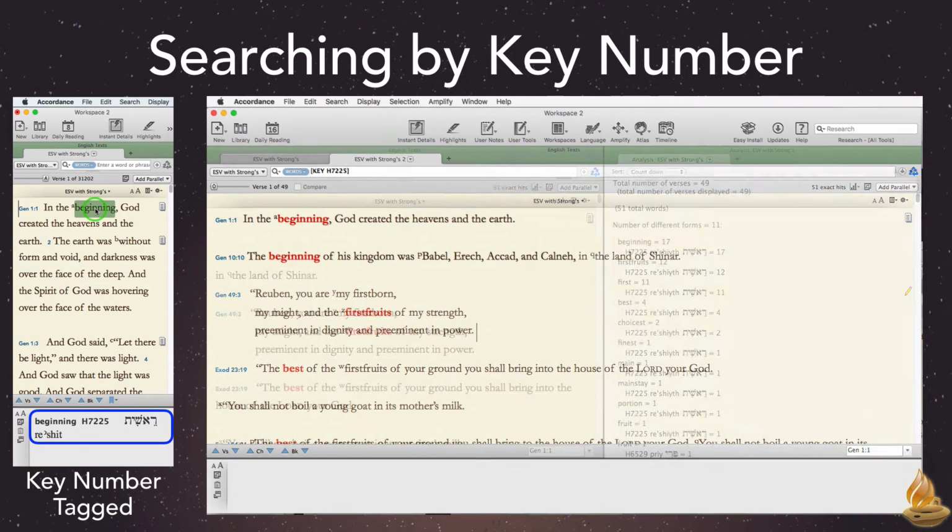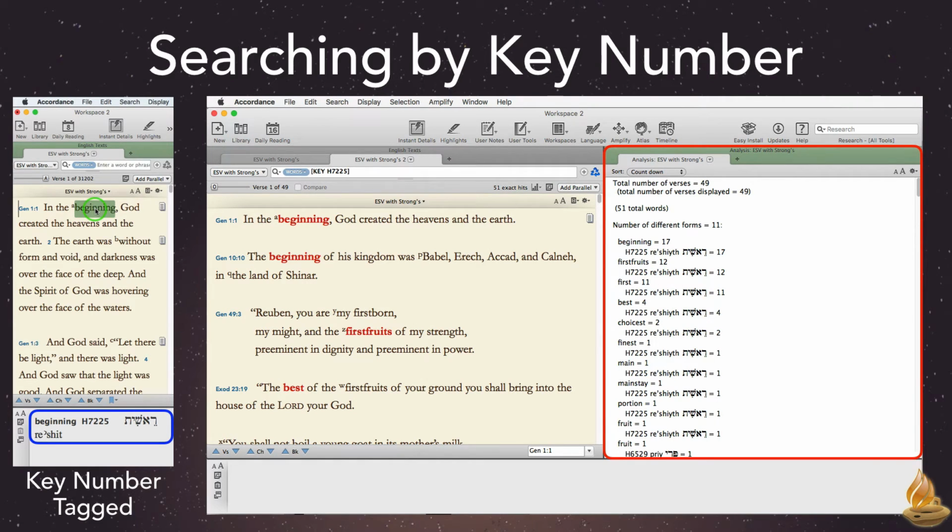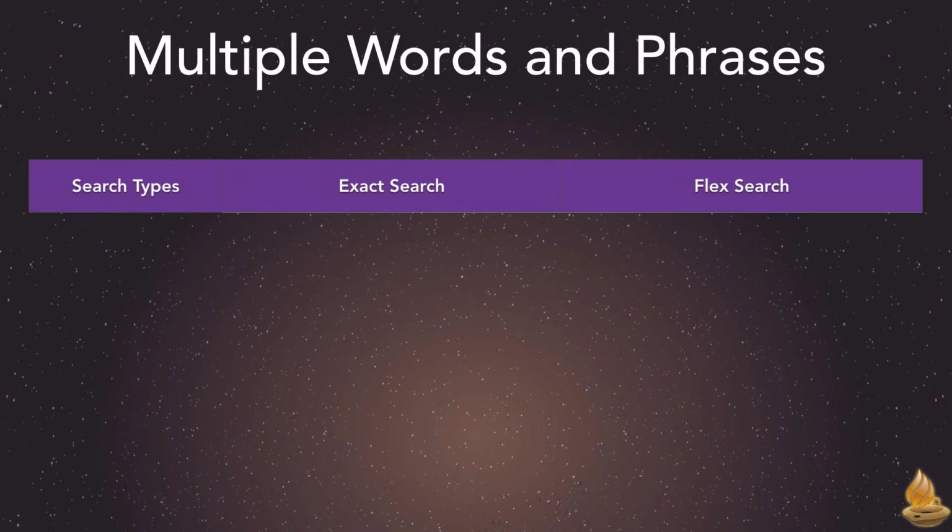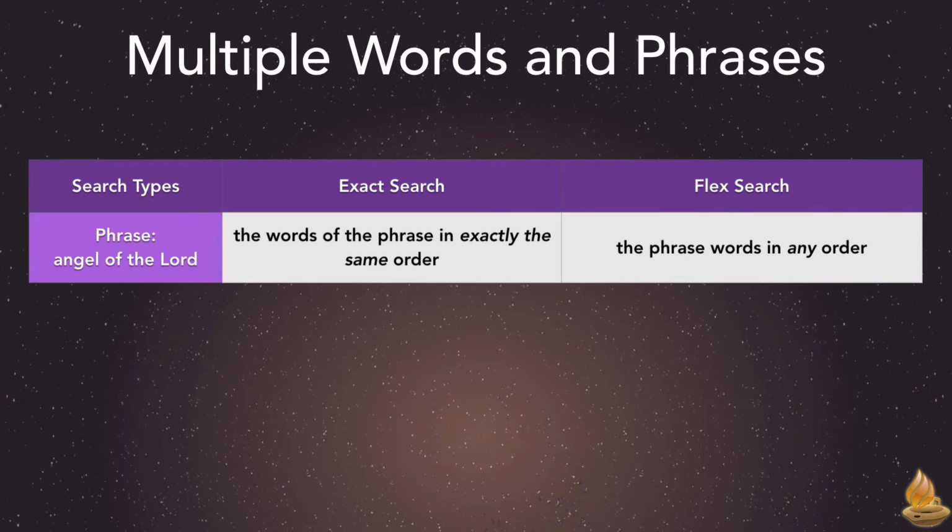Opening the Analysis pane shows us this single Hebrew word appears 51 times in 49 different verses, and the ESV uses 11 different words to translate it. Accordance can also search for multiple words and phrases, using both exact and flex search options. If we enter multiple words without any punctuation, Accordance assumes we're looking for a phrase. An exact phrase search finds only the places the words in the phrase occur exactly in that same order. A flex search finds all the places where those phrase words occur, even if they're out of order.